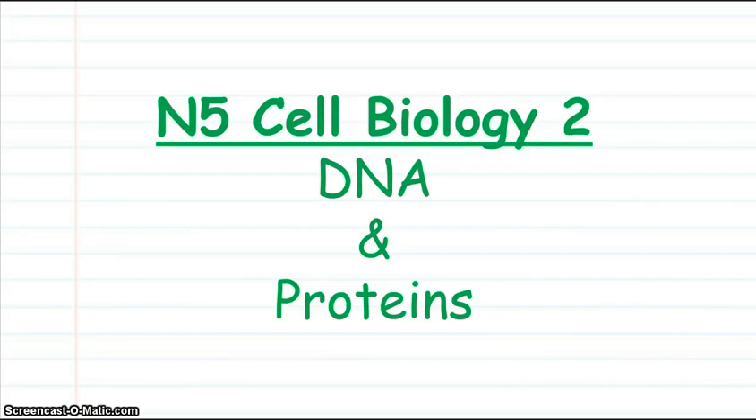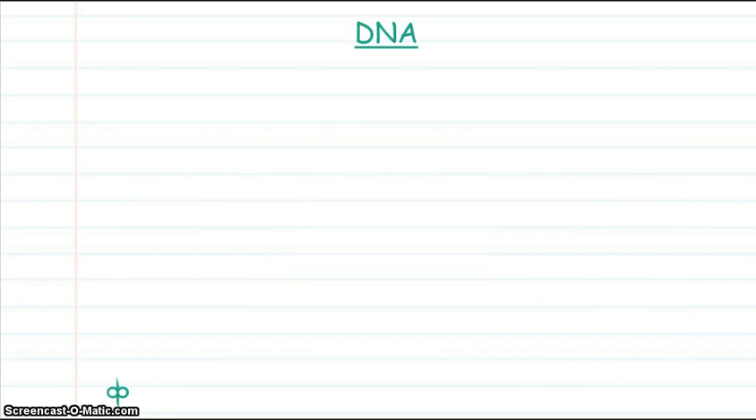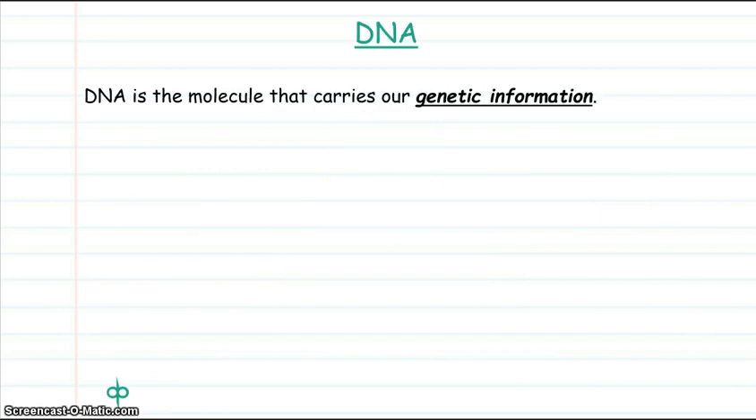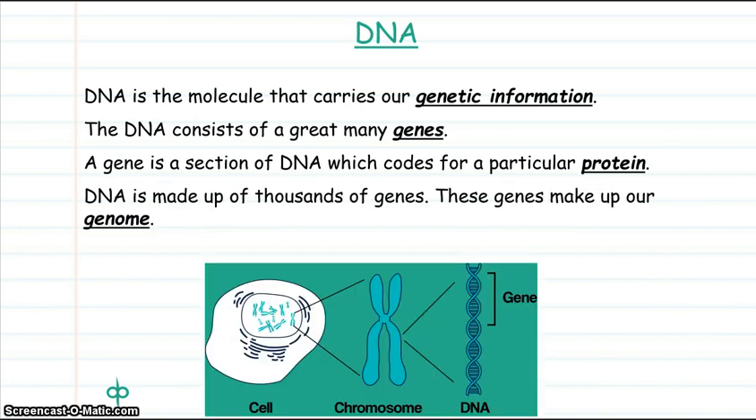So Nat 5 Cell Biology video number 2, DNA and Proteins. Firstly, we look at DNA and the production of proteins. DNA contains our genetic information and it consists of a great many genes. A gene is a section of DNA which codes for a particular protein. And all these genes make up our genome.